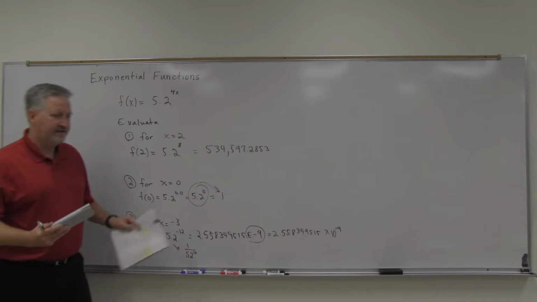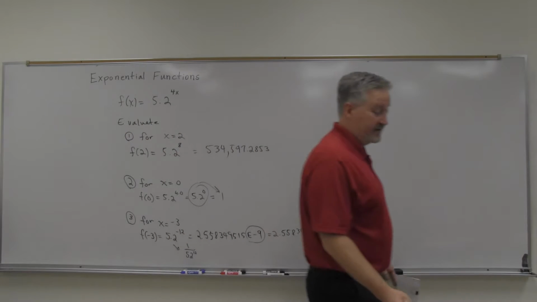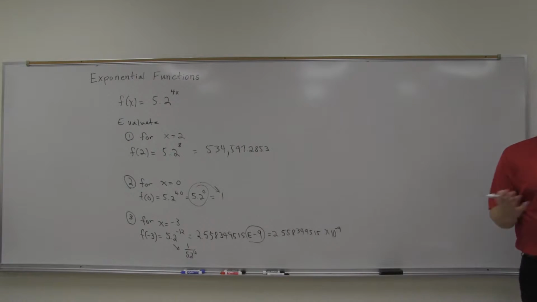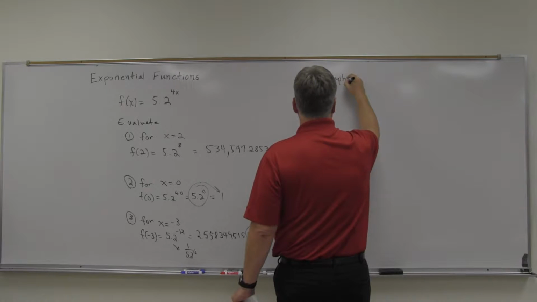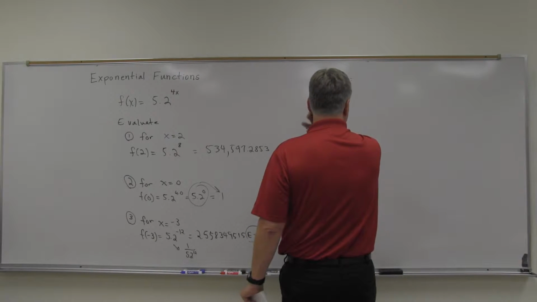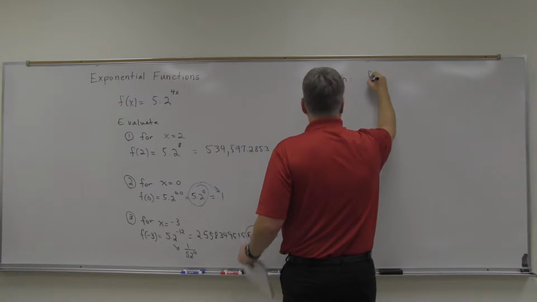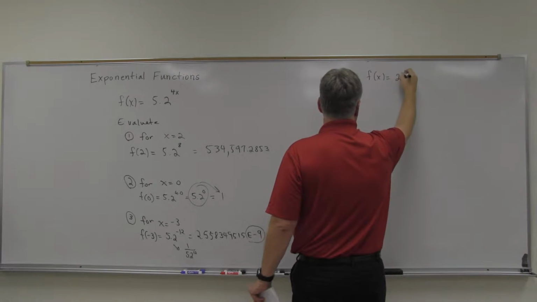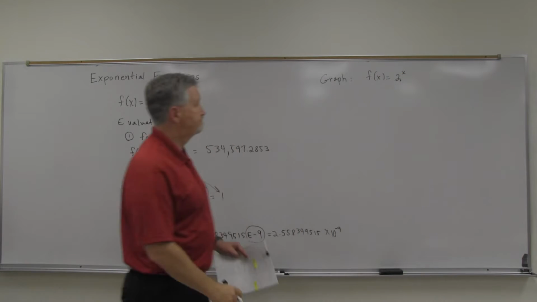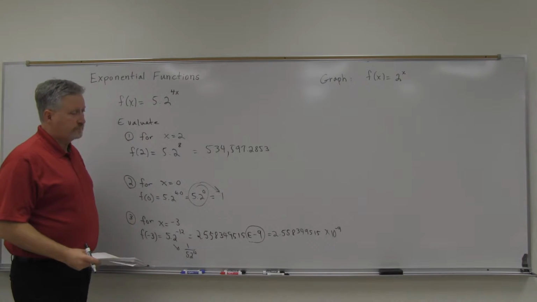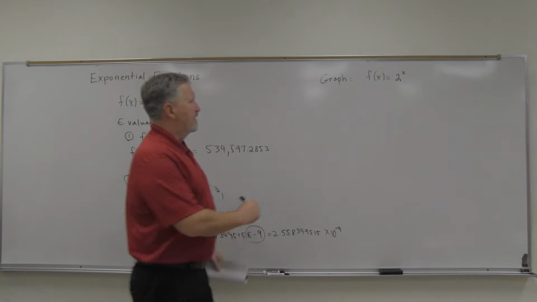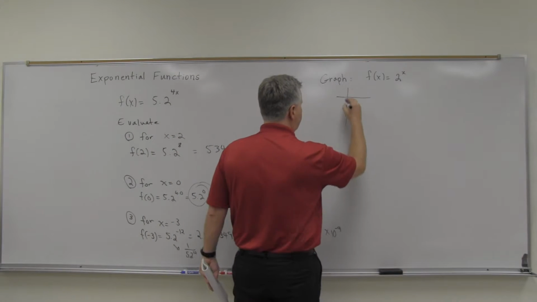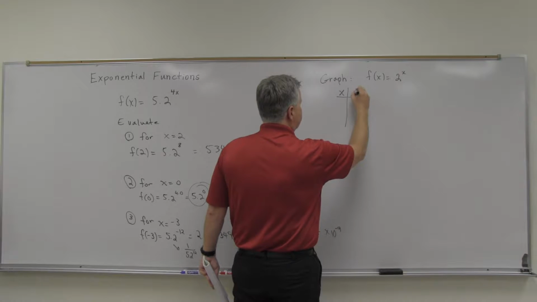All right, so next let's look at what some graphs of these look like. Let's graph some basic ones here, and then talk about shifting them too. Let's say we've got f of x equals 2 to the x. Well, go to our old standby, the table. You can always talk about some values in the table.